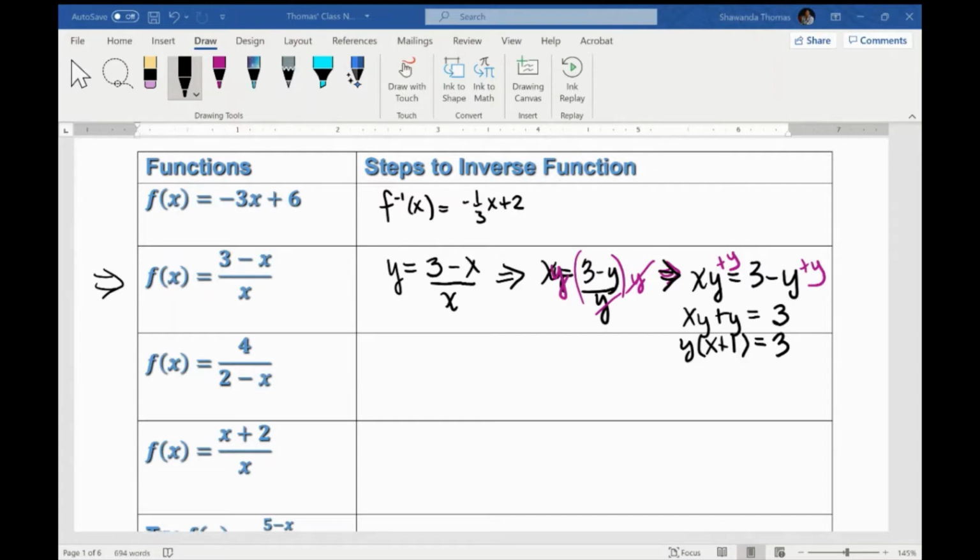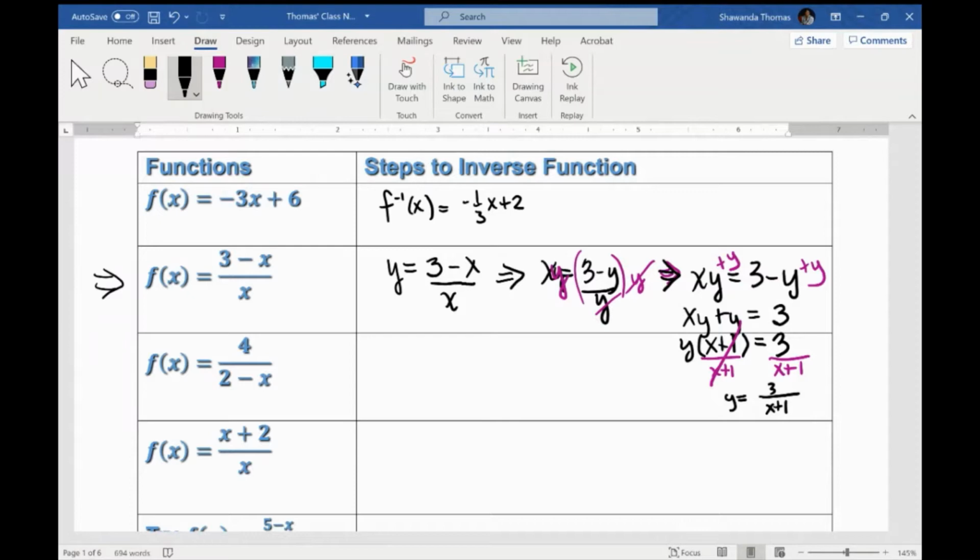No, notice y is on the left side, right? It's attached to something. You've got to divide. Yes, because it's y times something, and the inverse of multiplication is division. So if it's y times something, that's multiplication. In order to get rid of what we don't want, we have to divide by it. So we're going to divide both sides by x plus 1. That way we cancel out the x plus 1s, and we have y equals 3 over x plus 1.